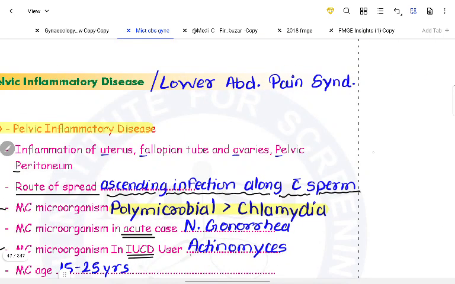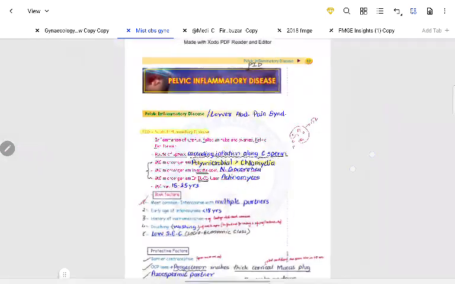So vagina, cervix, uterus, fallopian tube, ovaries, pelvic peritoneum. These parts are involved in PID, or lower abdominal pain syndrome.